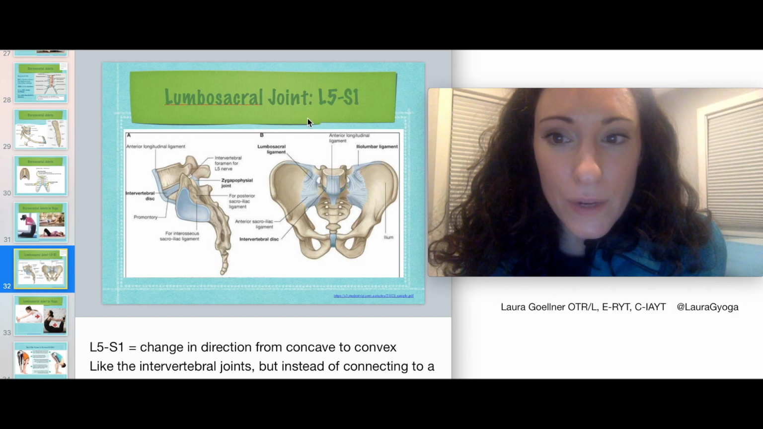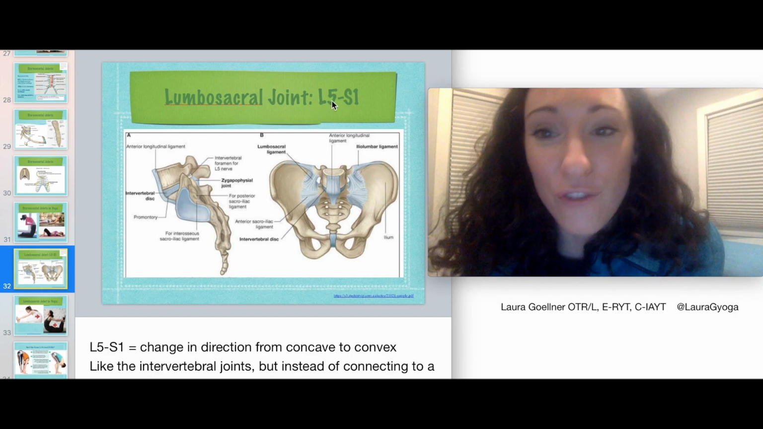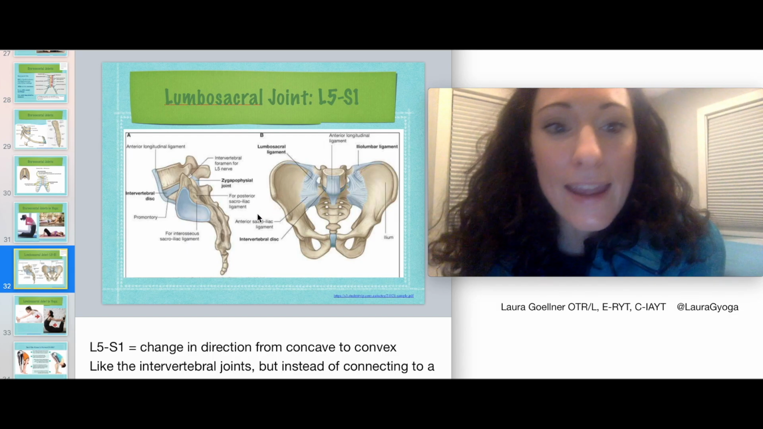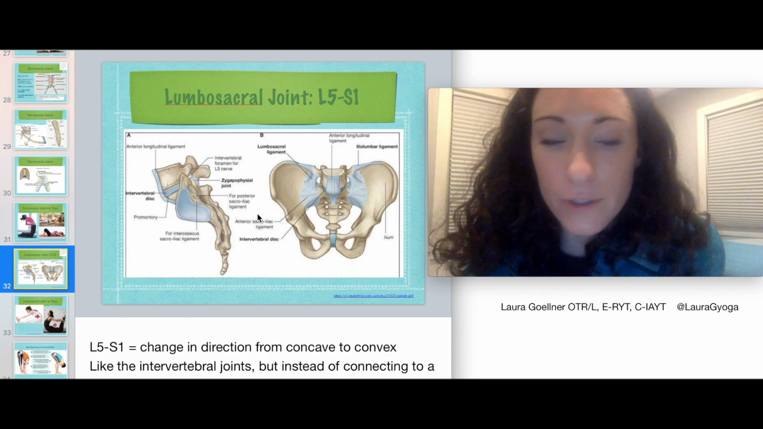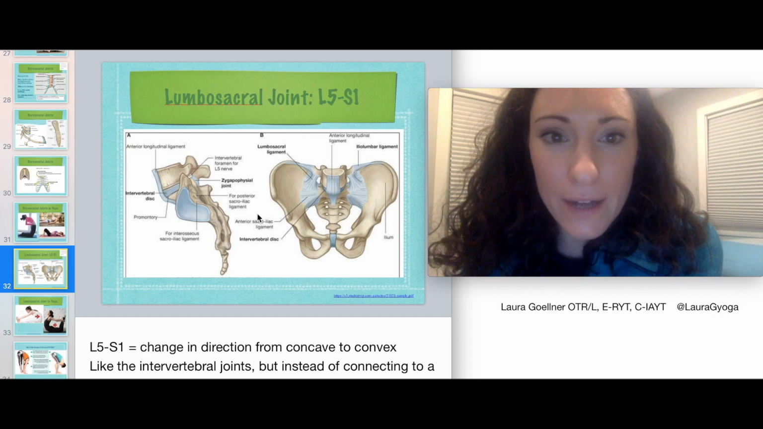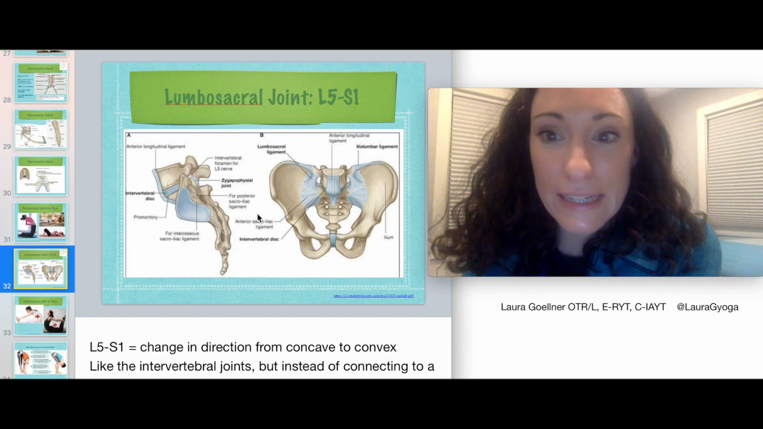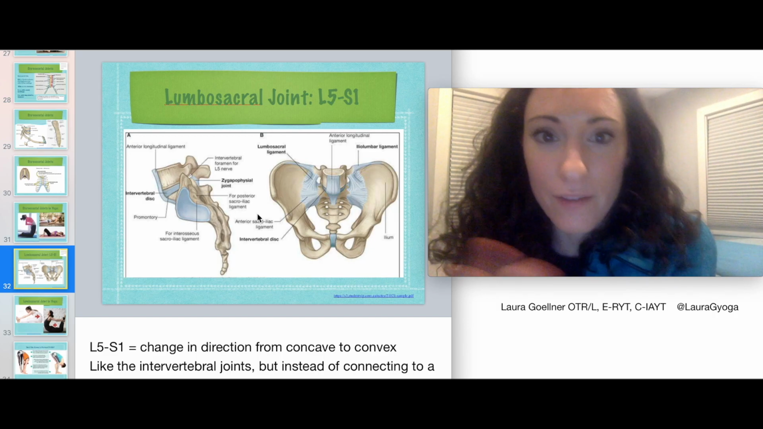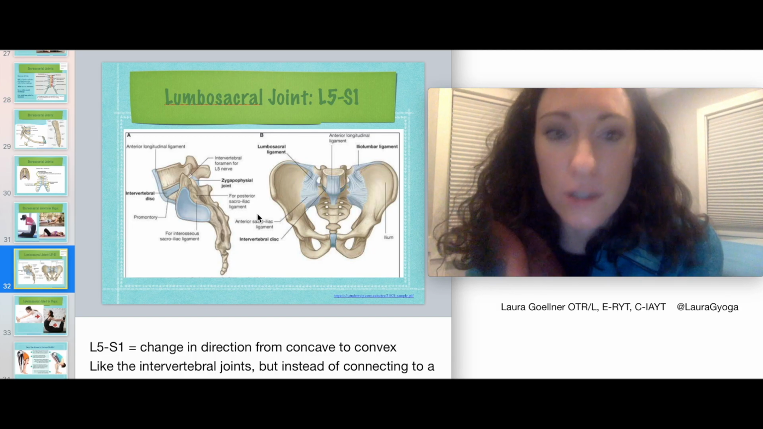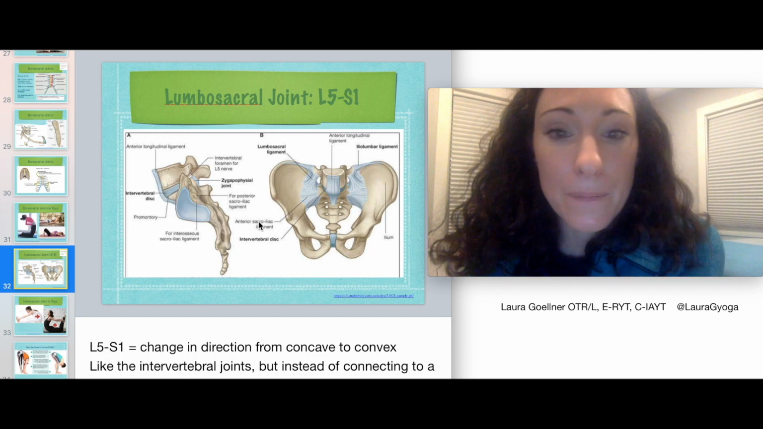Lumbosacral joint. This is your connection between L5 and S1. It's a change in curve, so we know this is a little bit more vulnerable than some of the other places in the spine. This is a very common site of injury that I've seen in my 10 years in healthcare. A lot of people have L5, S1 issues, disc herniation there, pain.